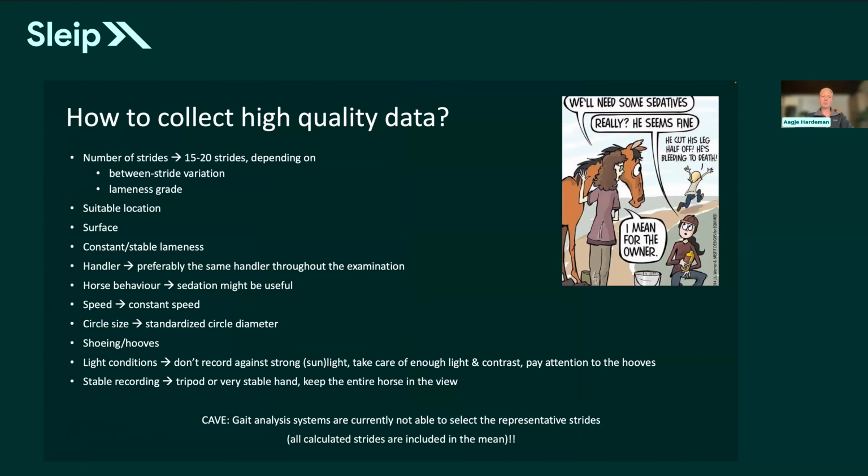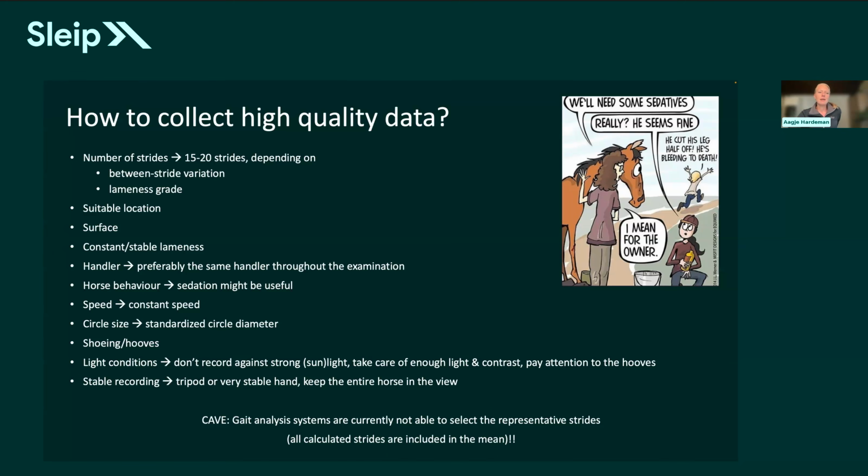There are a lot of factors that play a role if you want to collect high quality data. Like I said, the number of strides is a very important one. As a general rule of thumb, we can say that between 15 to 20 strides is a good amount of strides to get reliable data. But of course, that's a general rule of thumb, because this amount of strides depends on the between stride variation and the lameness grade.